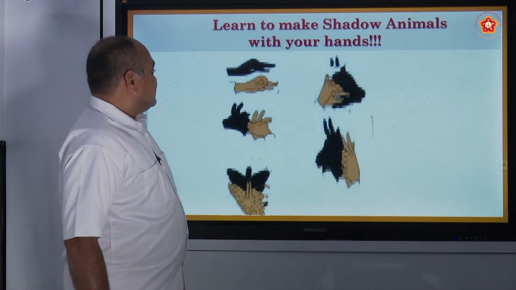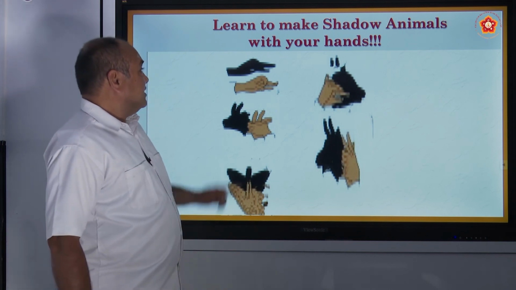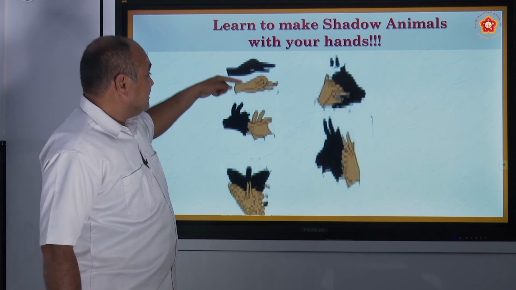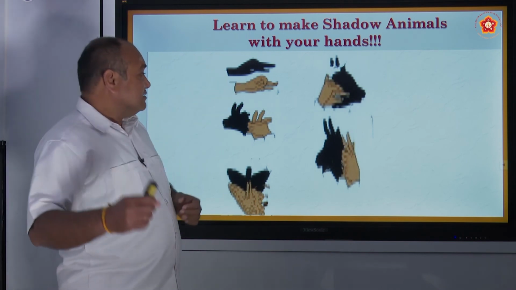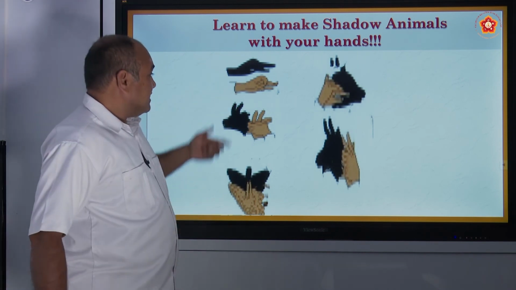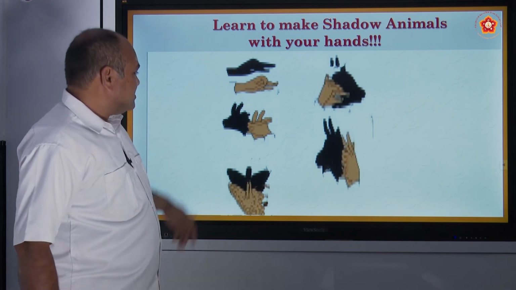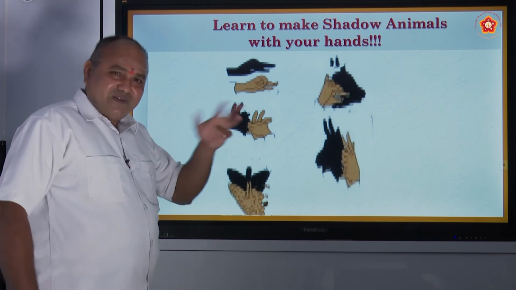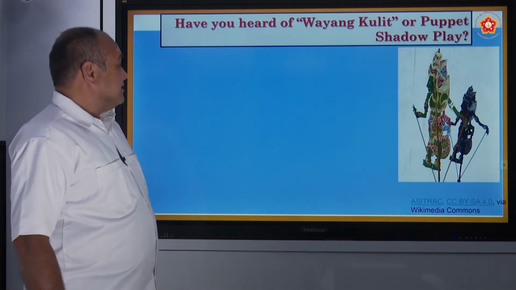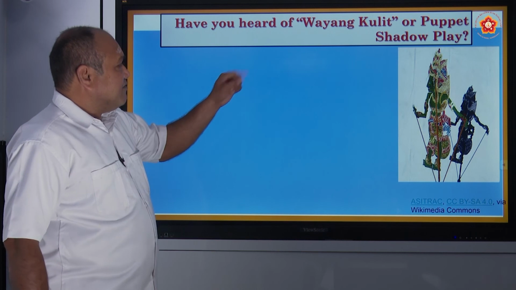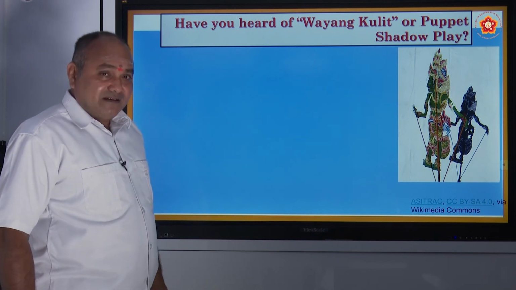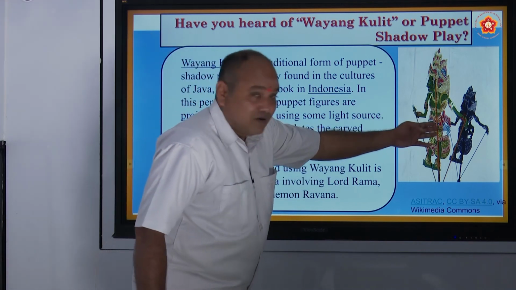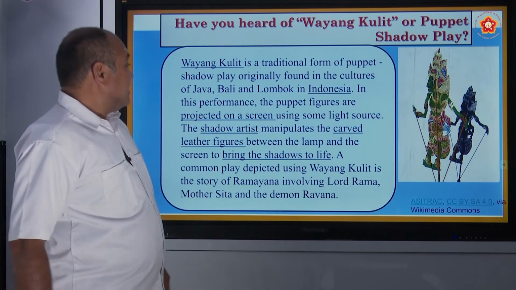And one more exercise I want you people to do. Learn to make shadows with your hands. This is the hand, this is the wall. You put a candle or a light, torchlight, and you try to make all these images. Okay? So it's looking like a dog. So different animals you can make. Okay? Have you heard of Wayang Kulit or puppet shadow play? See, this is how they make a puppet show.